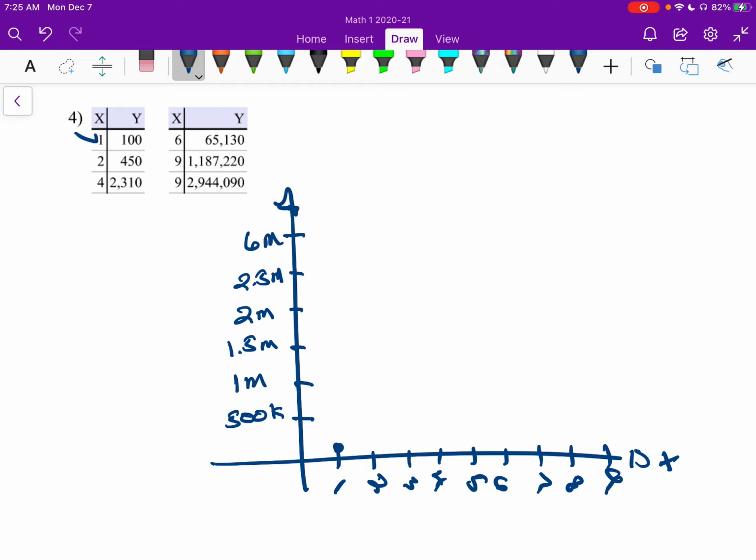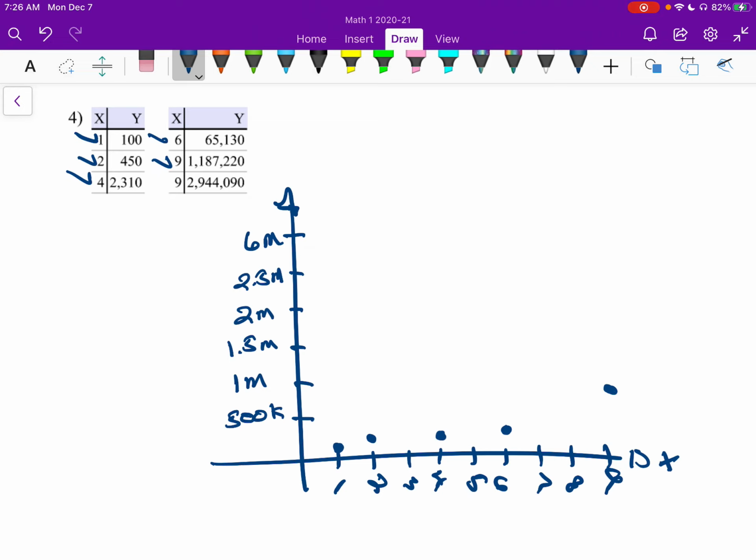2 and 450, same thing. It'll be above the other one, but not by a lot. Even with the 2,300, it's still very close to the bottom because we're going all the way up to 500,000. So 4 and then 2, 3, so still kind of like that. 6 and then 65,000, still really close to the bottom. And then for 9, we have two different ones with 9. We have 1.1, we'll say 1.2 million, so it'll be somewhere in that region. And then we have 2.9, we'll say that that's almost 3 million.